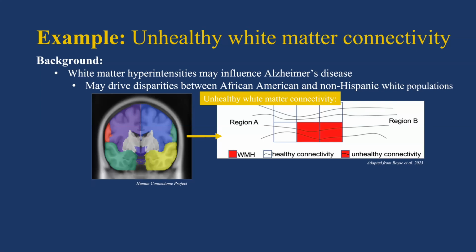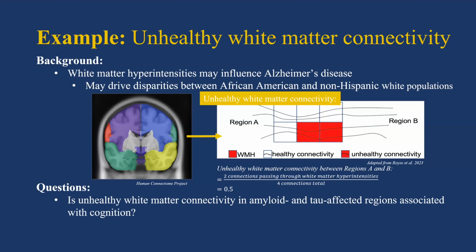So let's say we have region A and region B. Can you see? You can't, okay. So there's region A and region B here, and we have 1, 2, 3, 4 connections connecting the two of which are passing through white matter hyperintensities. So for this pair of regions, we would say that the unhealthy white matter connectivity variable would be 2 connections passing through white matter hyperintensities over 4 in total, which would be then 0.5.